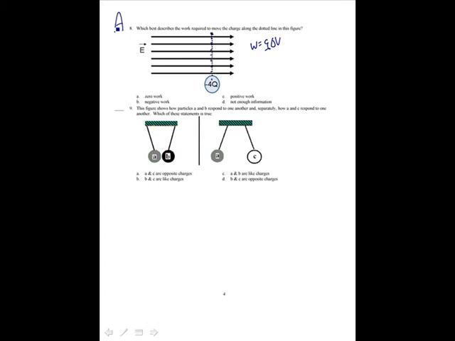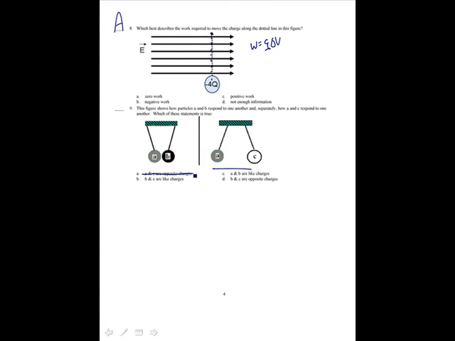This figure shows how particles A and B respond to each other, and separately how A and C respond to one another. Which of these statements is true? Alright, A and C are opposite charges. That's not true because these two charges are repelling, so they have to be like charges. B and C are like charges.